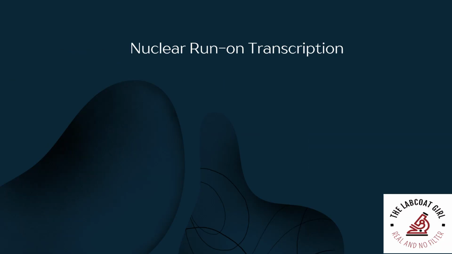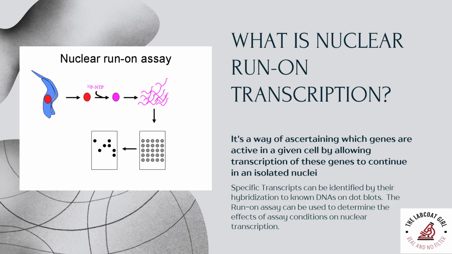Now let's see what nuclear run-on transcription is. If I have to tell you what nuclear run-on transcription is, I will explain the process, and that's how you will understand what this method is all about. What is the idea of this method? Here what you do is you isolate nuclei from the cell. Consider this is the cell, the blue one. This red color is the nuclei, and you have isolated this nuclei.